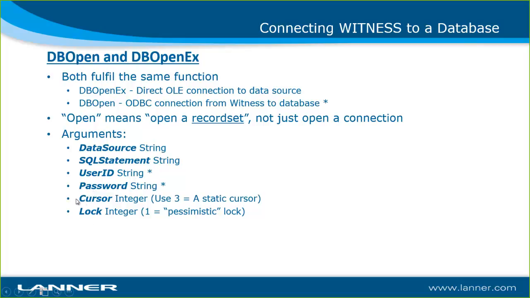The other two parameters which are required for the dbopen function in Witness are a cursor and a lock. In reality, I think we nearly always set this to 3 for the static cursor and 1 for a pessimistic lock, which means that when you grab the data, nobody else can have it until you close the connection.